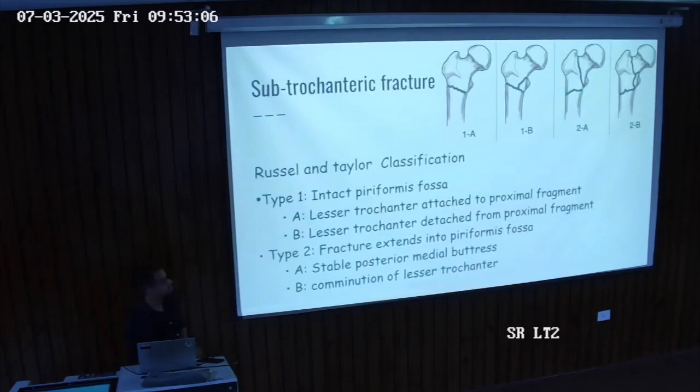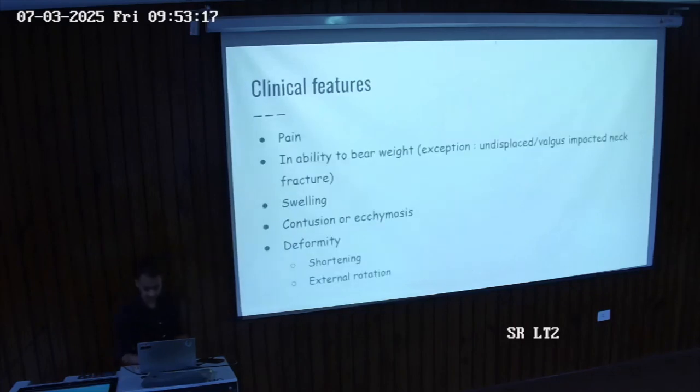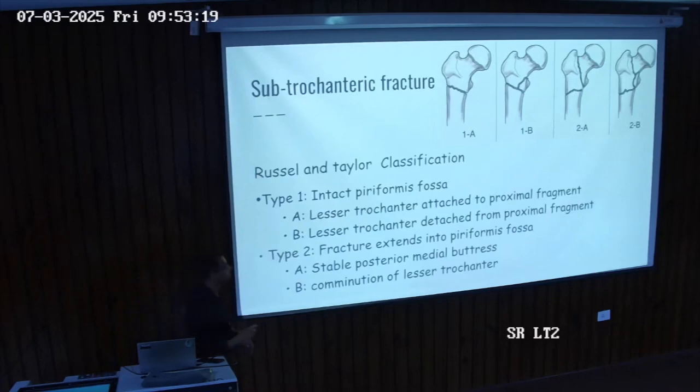The last is subtrochanteric, or below the lesser trochanter. Subtrochanteric, which was given by Russell and Taylor. And then there is type 1 and type 2.